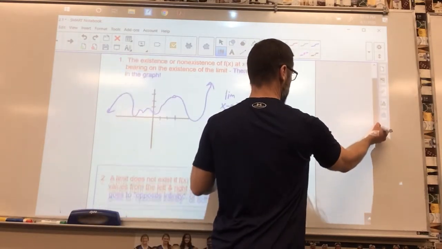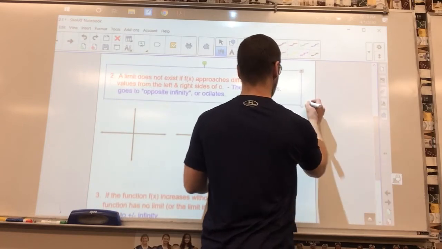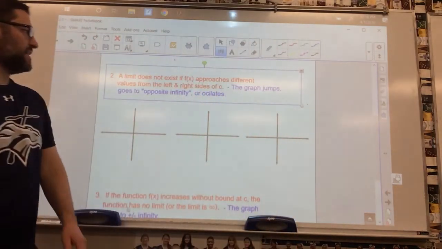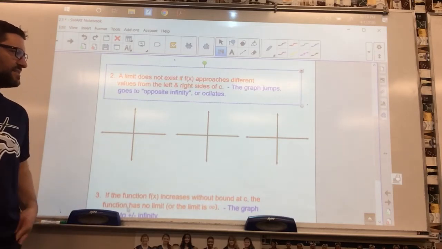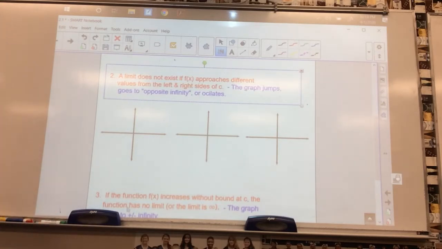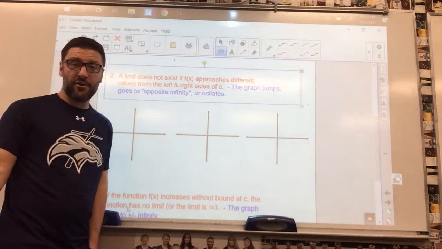There's a hole in the graph. It can still have a limit. Number 2. A limit does not exist if f of x approaches different values from the left and the right side of c. So we could have a graph that jumps.